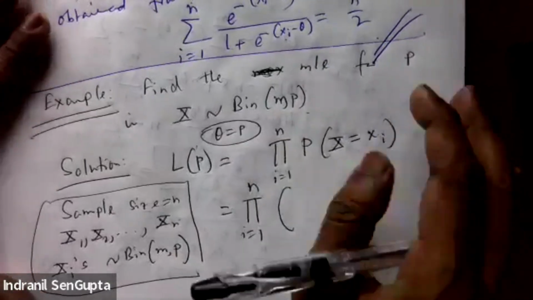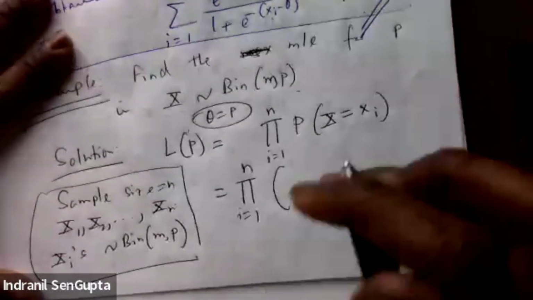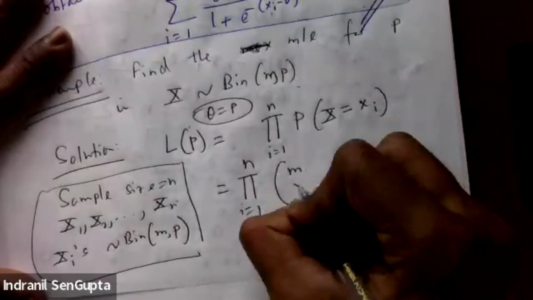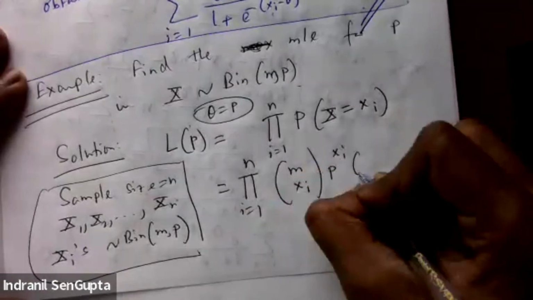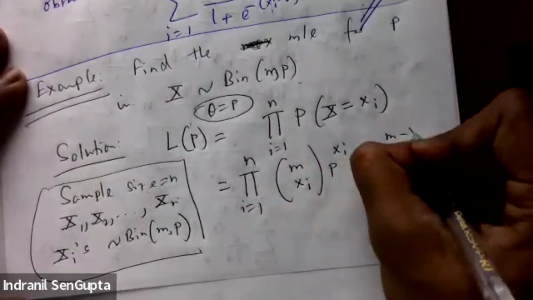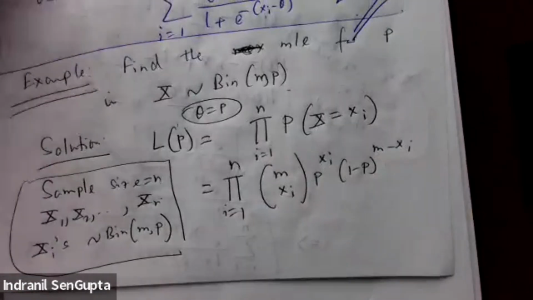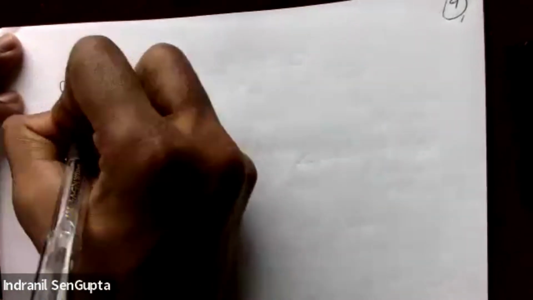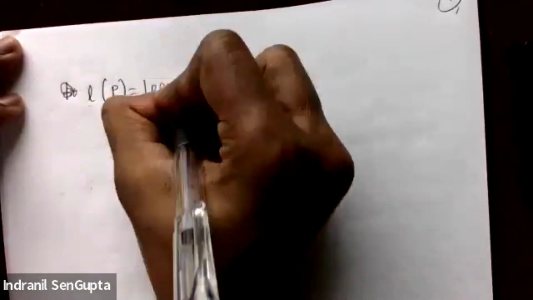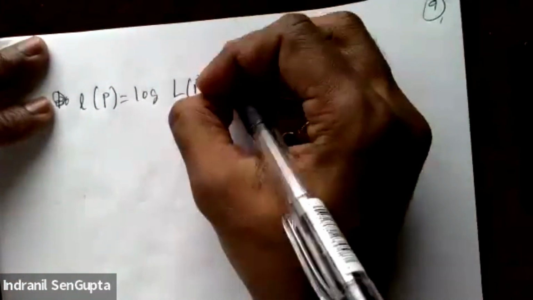Of course, this is true when m and n are equal, but let's consider the general case. So this is going to be m choose xi, p to the xi, 1 minus p to the m minus xi. Okay, so therefore, when I compute the log likelihood function, so let's compute the log likelihood function. So it's L of P, which is log of LP, which is given by taking the logarithm of everything.